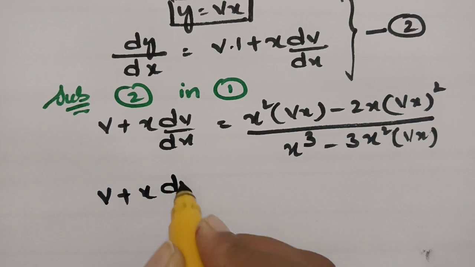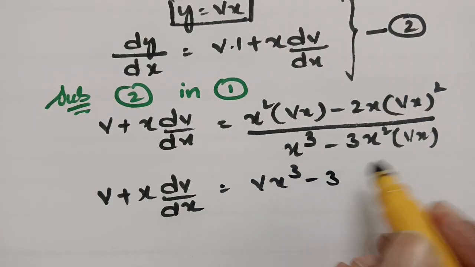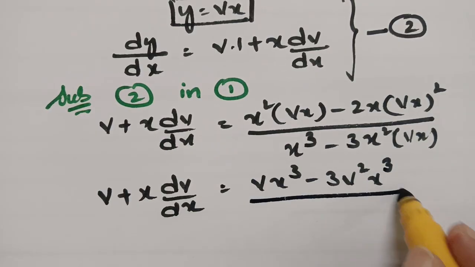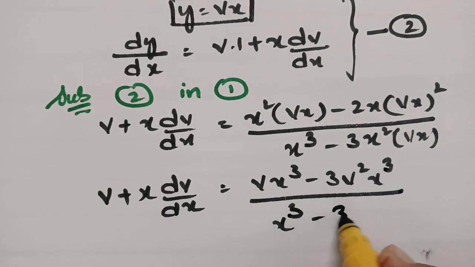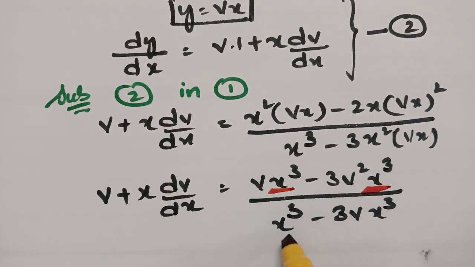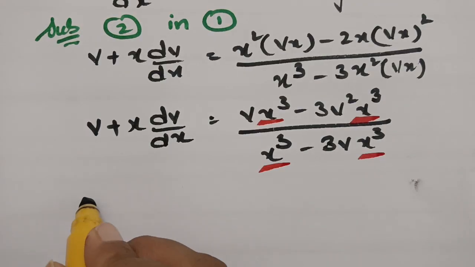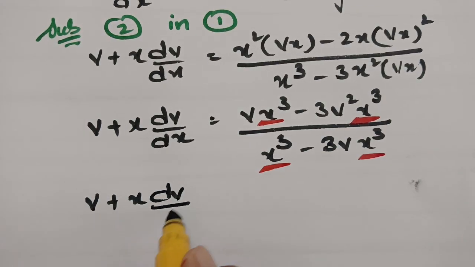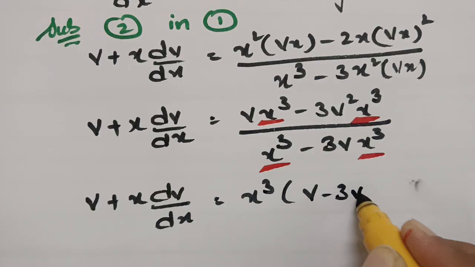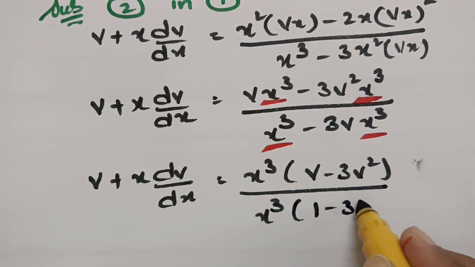And therefore v plus x into dv by dx is equal to (v x cube minus 2 v square x cube) by (x cube minus 3v x cube). So if you observe properly, I am taking x cube common from the numerator as well as the denominator, and I'll cancel those. So the next step will be v plus x into dv by dx is equal to, if I take x cube common, what remains here? (v minus 2v square) by, if I take x cube common, 1 minus 3v is left over.